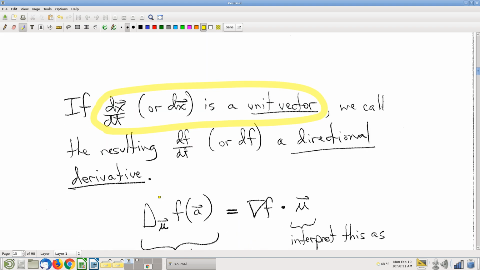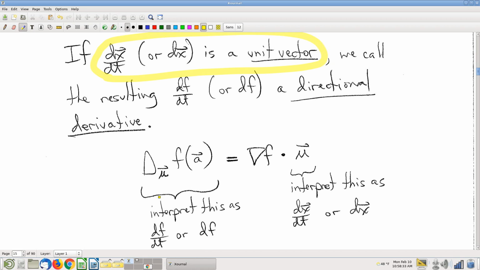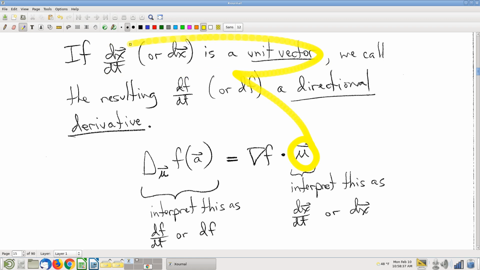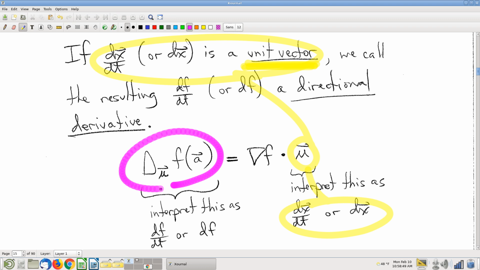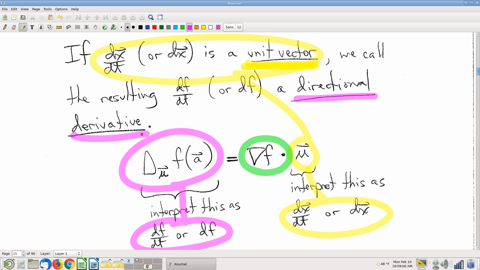So this book makes the choice to call this result, when the input change is a unit vector, and the corresponding output change, namely the df dt or the df, computed as a dot product with a gradient, the directional derivative. That's the term people like to use.